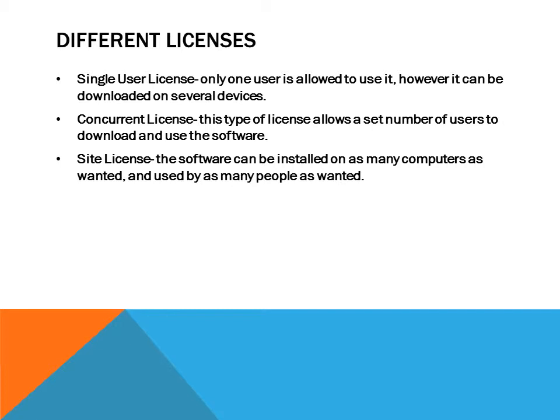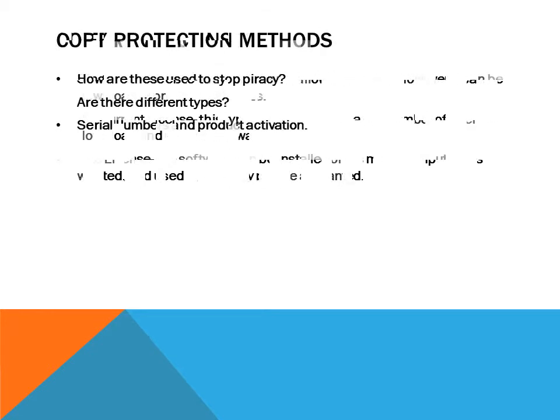And then finally, a site license is when software can be installed on as many computers as wanted and used by as many people as wanted. The only stipulation is that all of those people must be in the same organization or site, like the same company, for instance.